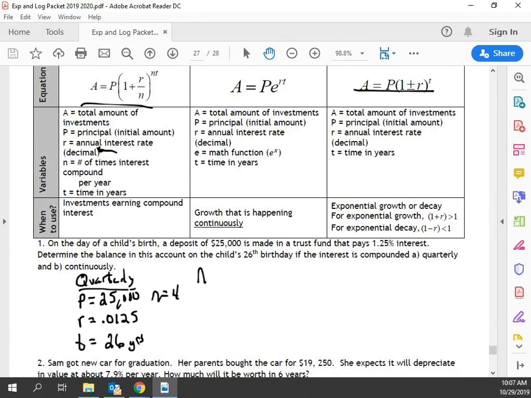So we need to know the amount. That's the unknown. Initial principal is $25,000. Then it's 1 plus the rate, which is 0.0125, and that is split up 4 times throughout the year, so divided by 4, raised to the 4 times 26. And that's something you just plug into your calculator and see what you get.